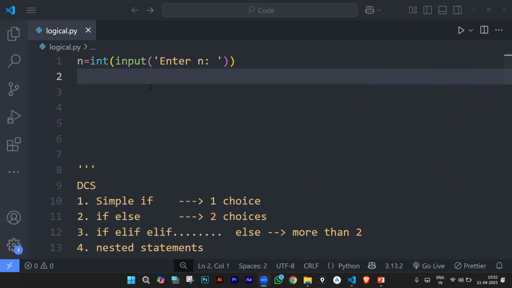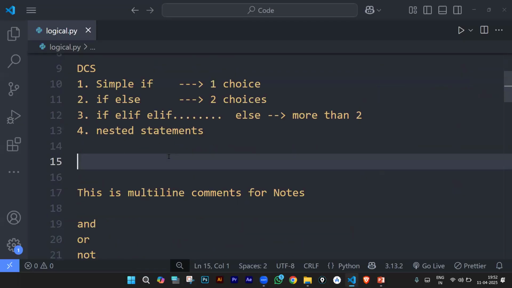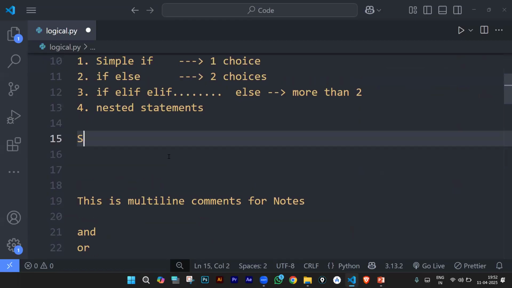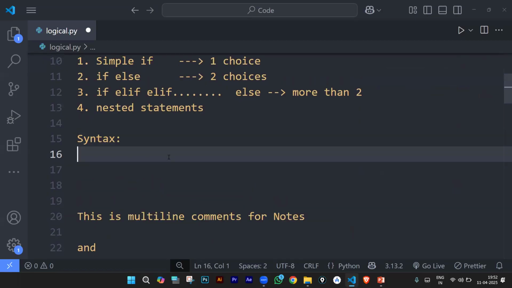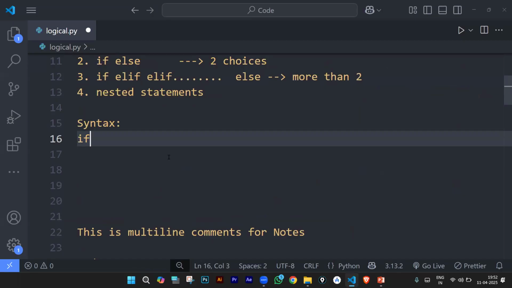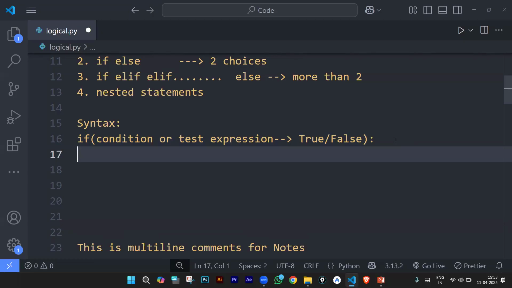Yes, very good. Whatever you said in the chat box is correct. So how do we check that? Let me write the syntax for you. Coming to the syntax of if, we'll have our if, then a condition or test expression. This test expression has to give us either true or false. The result will be evaluated as a Boolean value. And we need to end it with a colon.